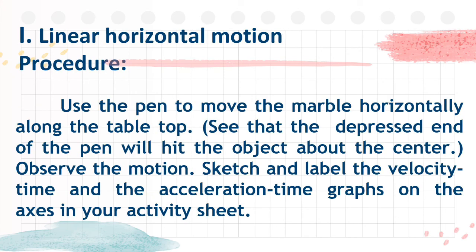For the activity regarding linear horizontal motion, here's the procedure. Use the pen to move the marble horizontally along the tabletop. See that the depressed end of the pen will hit the object about the center. Observe the motion. Sketch and label the velocity-time and the acceleration-time graphs on the axis in your activity sheet.